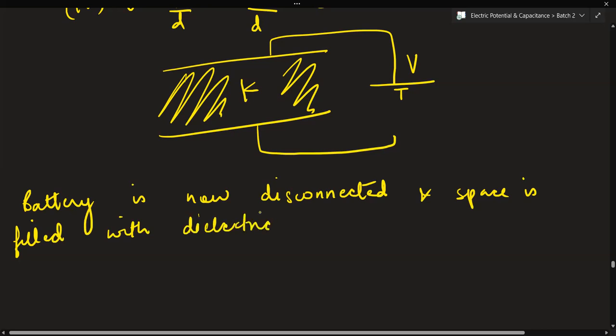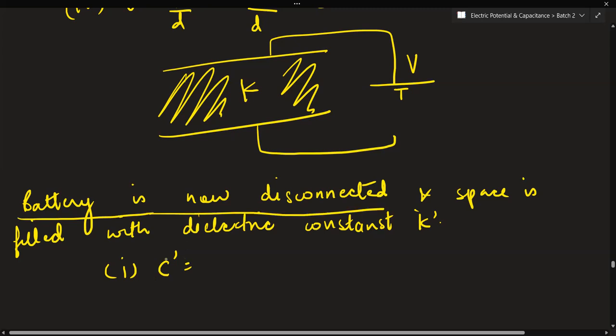It's filled with dielectric constant K. Now all the four things regarding capacitance. Let's say all these things we'll be adding this prime symbol to show this is the new case when the battery is disconnected. See, this is important. Battery is now disconnected. C prime will definitely be K C naught, because capacitance will still be K epsilon naught A by D.